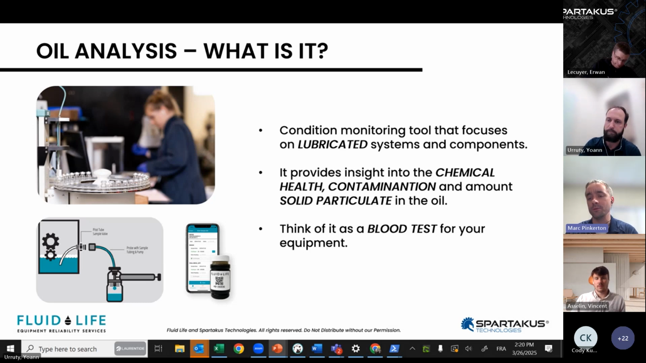You're not going to just learn one thing when you do an oil analysis sample. Comparing it to blood, it might be, I'm going to figure out what my T cell count is, or my white blood cell health, or what my cholesterol levels are. So you learn a whole bunch of different things, but at the end of the day, it tells you essentially how healthy you and your blood is.